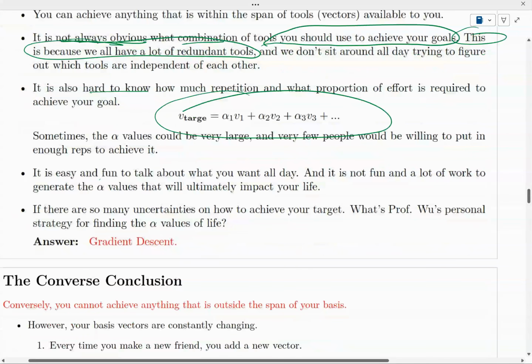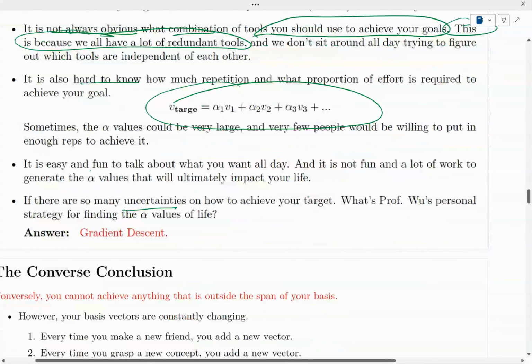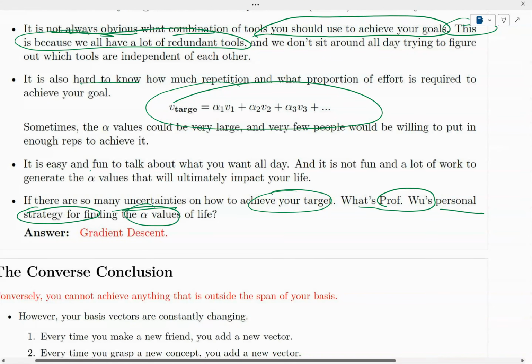Now, if there's so many uncertainties on how to achieve your target, what's Professor Wu's personal strategy of finding the alpha value? Well, the answer is gradient descent. You kind of look at where you are and where you want to go. Do you want to go up or do you want to go down? And you just walk that direction, one step at a time. Believe it or not, this is literally how I work with my life.